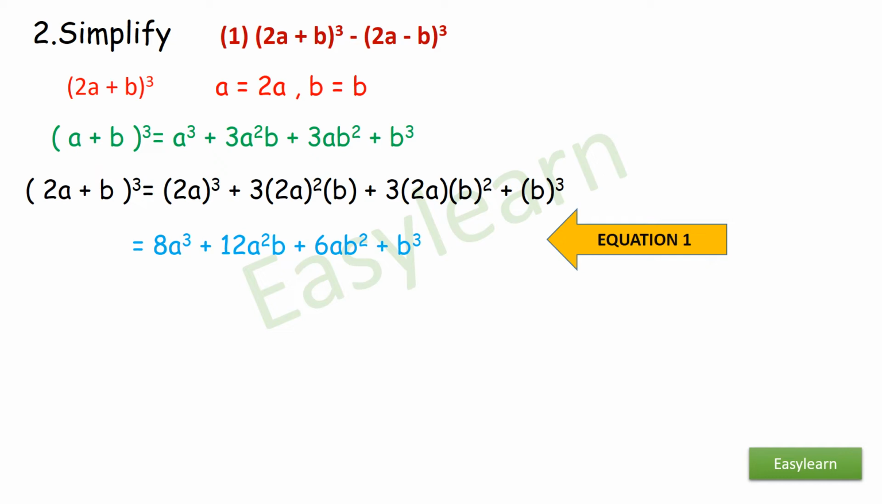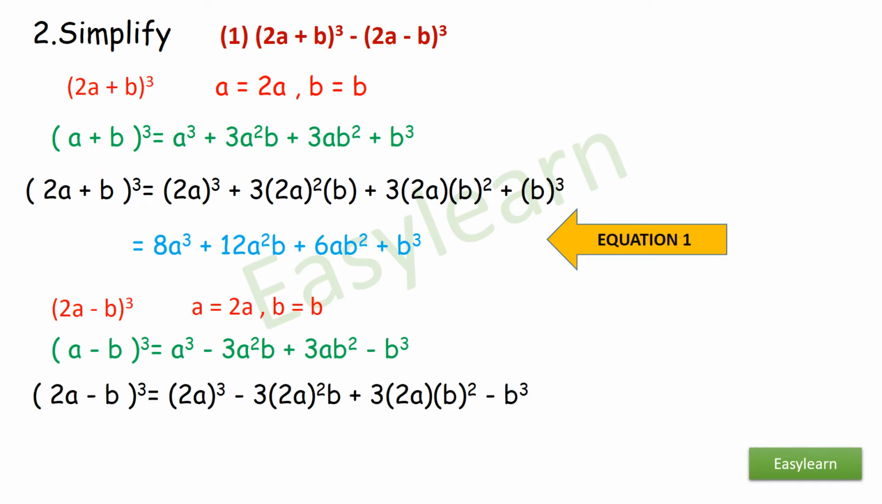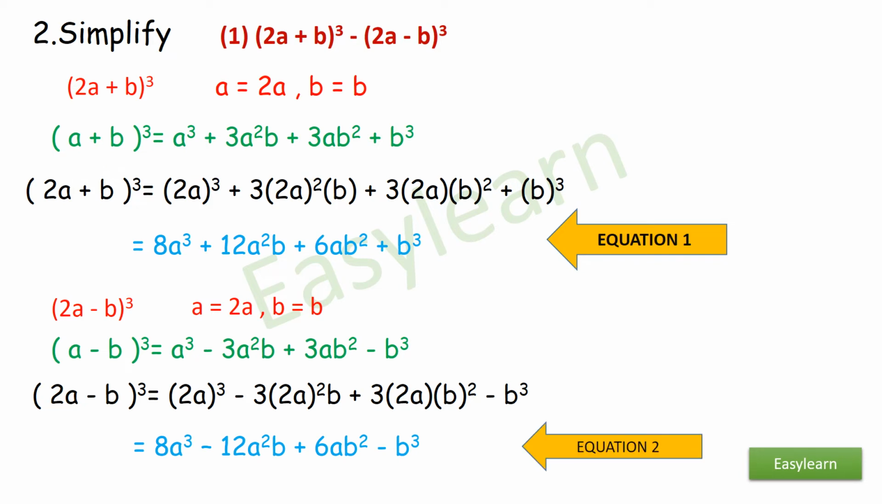Now I will take the second term from the bracket, that is 2a minus b the whole cube. Value of a is 2a, value of b is b. Here I will write the formula for a minus b the whole cube, which is equal to a cube minus 3a square b plus 3ab square minus b cube, which is equal to 2a cube minus 3 into 2a the whole square into b plus 3 into 2a into b square minus b cube. Therefore you get 8a cube minus 12a square b plus 6ab square minus b cube. This is your equation number 2.